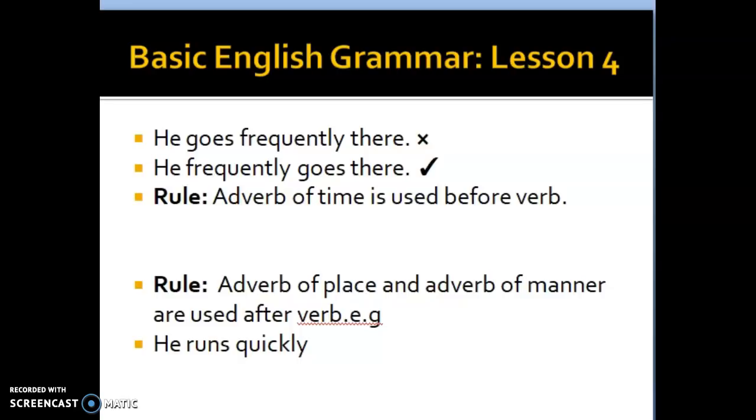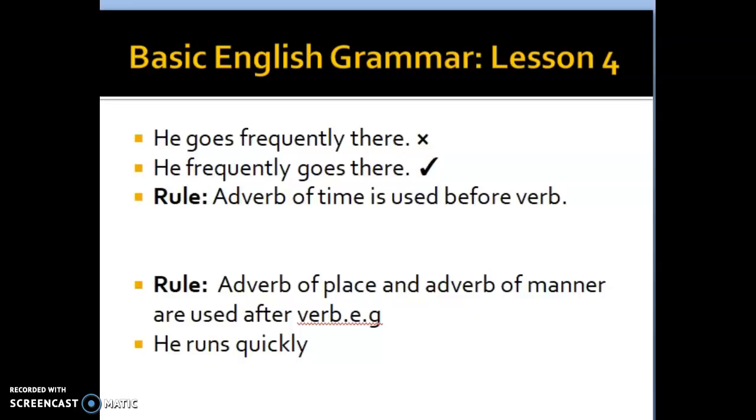"He goes frequently there." Now what is wrong with this example? "He frequently goes there" is the right example. Now ly is the ending of those words which are usually called adverbs. Whenever you want to guess if a word is an adverb or not, you just have to look at ly at the end of the word. Now frequently is definitely an adverb because it ends with ly.